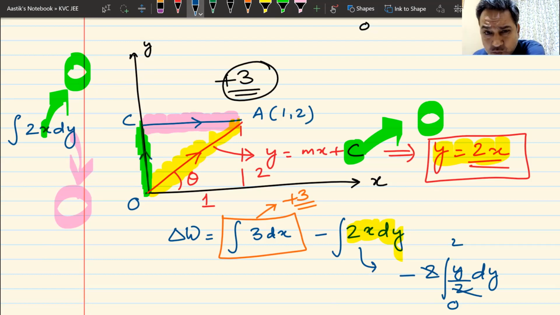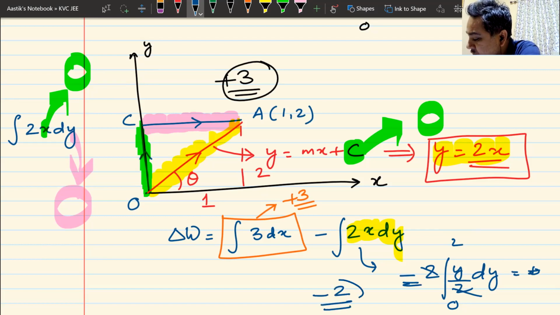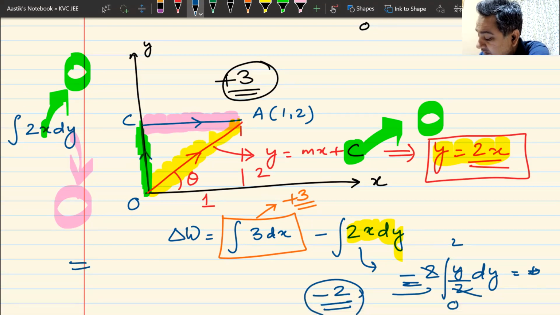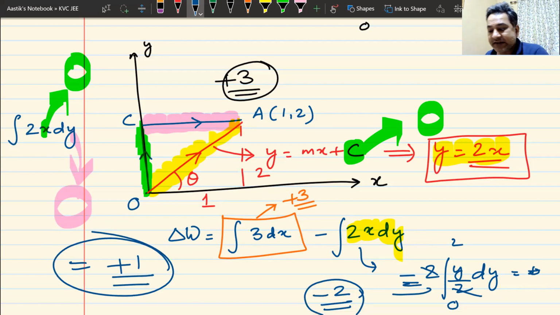The integral is y square by 2. I put the value of y as 2. 2 square is 4, 4 by 2, the answer is 2. So this integral is plus, no, not plus because there is a minus over here. So it becomes -2. Yes or no? This integral will come as -2. The upper wala integral is +3. So the answer in this case becomes +1 unit. And that is the work done in this case.